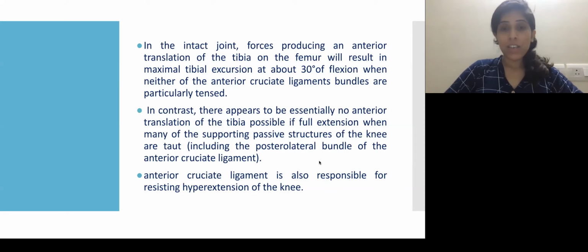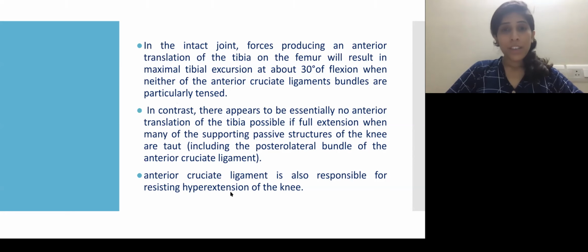In contrast, there appears to be essentially no anterior translation of the tibia possible in full extension, when many of the supporting passive structures become taut. So here the ACL as well as other structures supporting the knee complex will get tightened, and in this way during knee extension, there will be fewer chances for excessive anterior translation of the tibia.